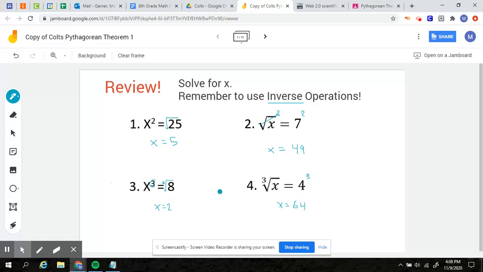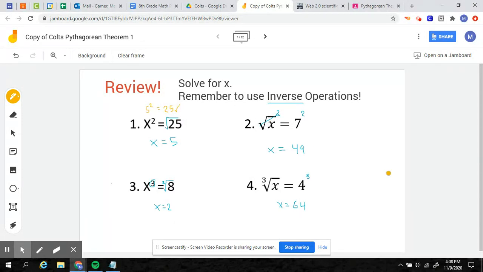We can always check our answers. So remember, you can always plug in your answer for x to see that it's correct. So our first one here, if I plug that 5 in for x, I get 5 squared equals 25. And we know that's correct, right? 5 squared is 5 times 5. I know that equals 25, so I know that's correct.